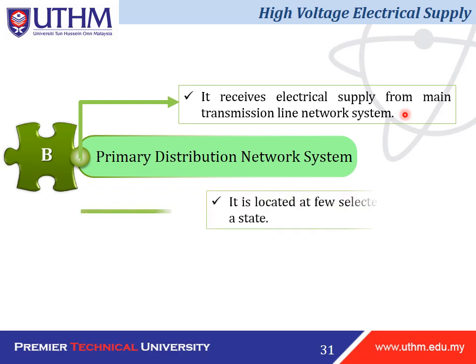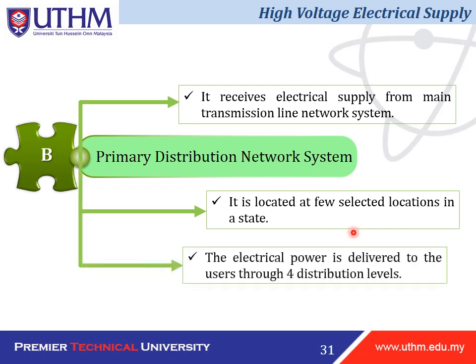And then for the primary distribution network system, it will receive electrical supply from the main transmission line network system. It is located at a few selected locations in a state. And then the electrical power is delivered to the users through four distribution levels. So we will discuss the four distribution levels.